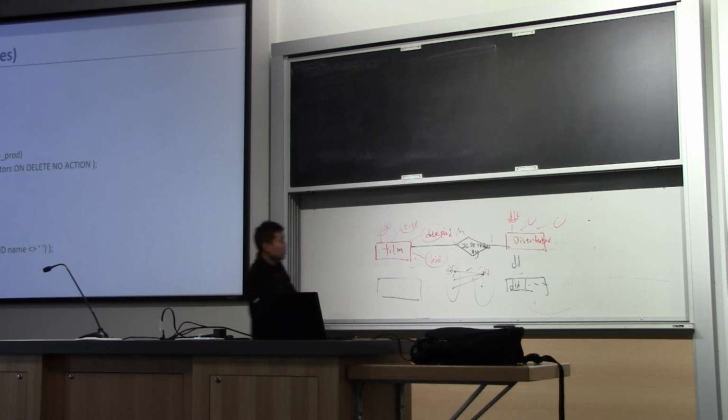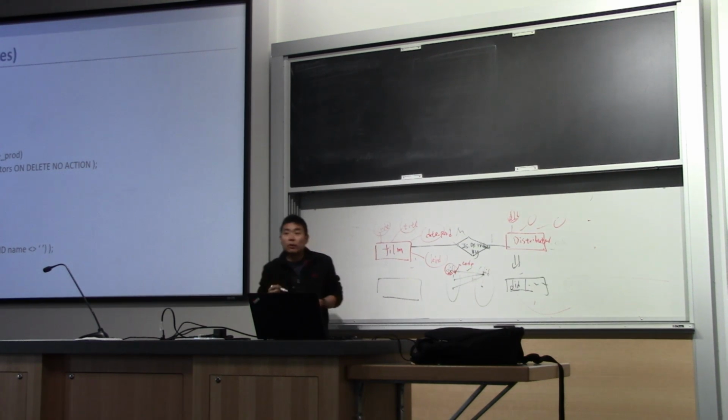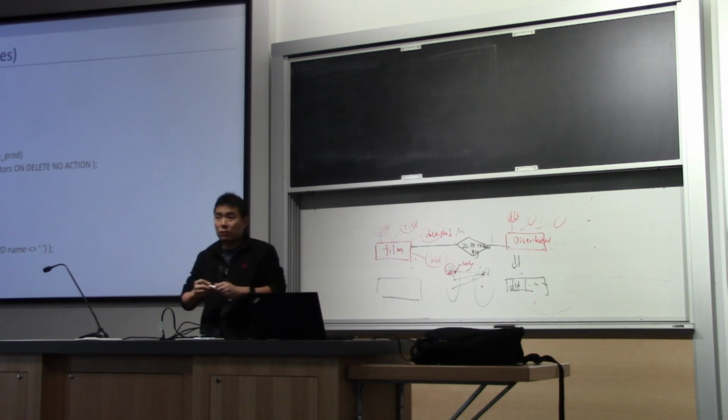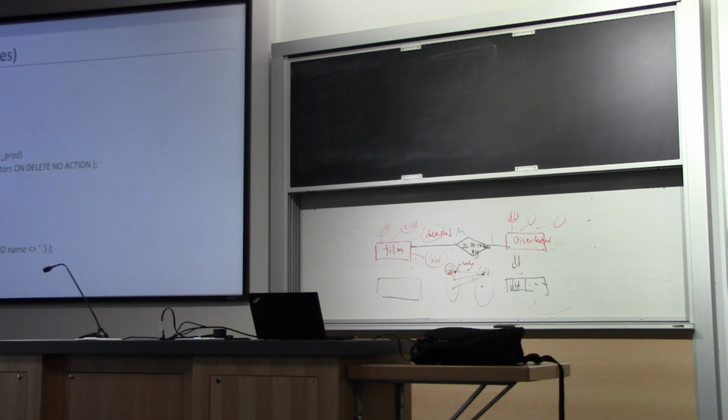Okay? In order to identify this tuple, you still just need code, but you don't need this DID value. DID is just a foreign key. Yes? You follow this?